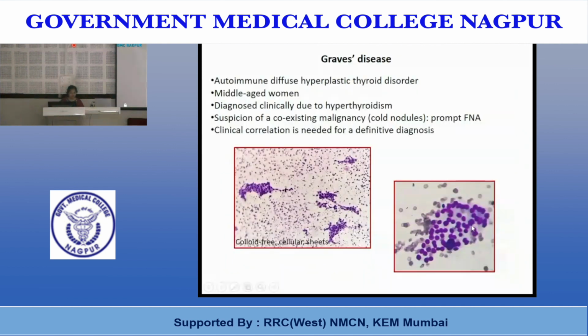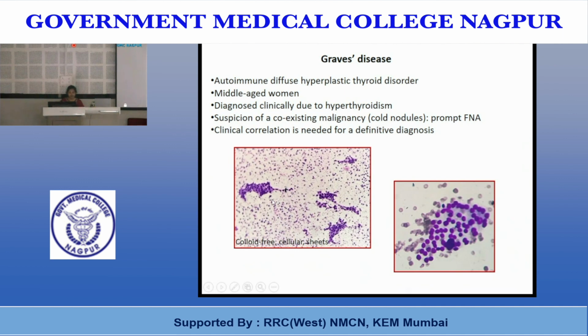Now a word about Graves' disease. I won't go much into the theoretical details. I'll suffice by saying that it is an autoimmune diffuse hyperplastic thyroid disorder seen in middle-aged women, and usually they are clinically diagnosed as they have hyperthyroidism. But when they have a cold nodule and we have a suspicion of a coexisting malignancy, then FNA is done, and always clinical and serological correlation is needed for a definitive diagnosis.